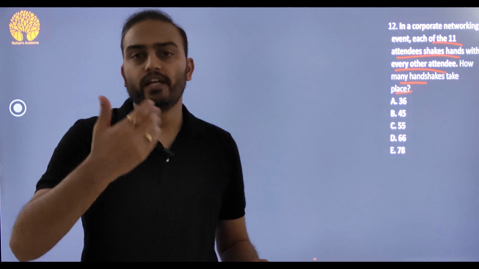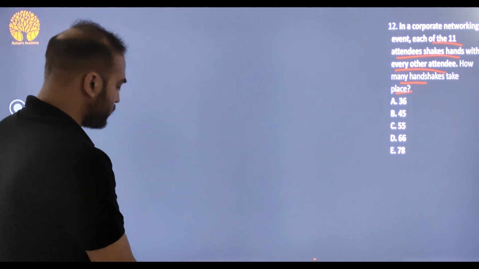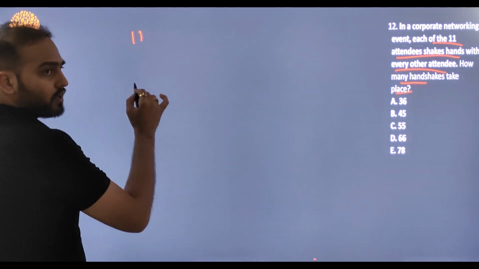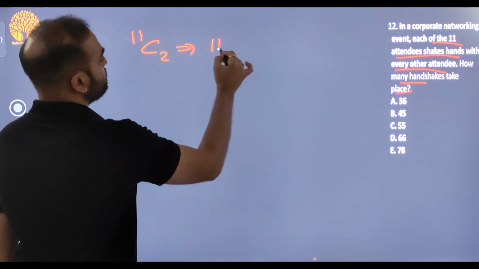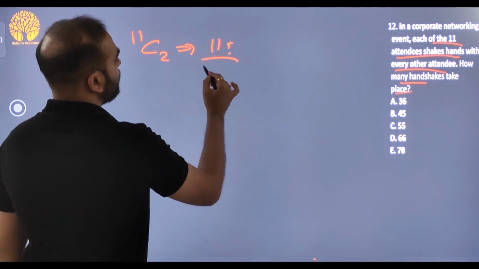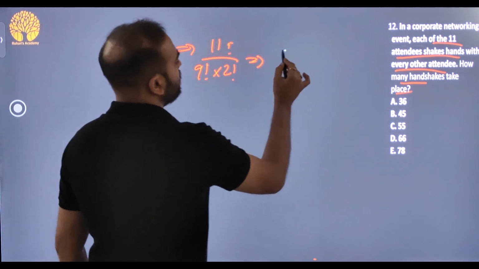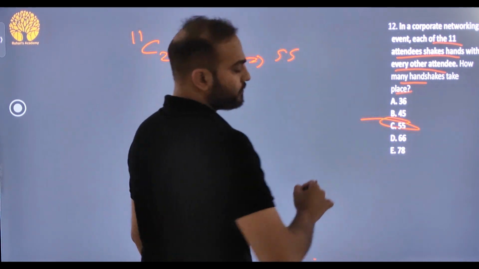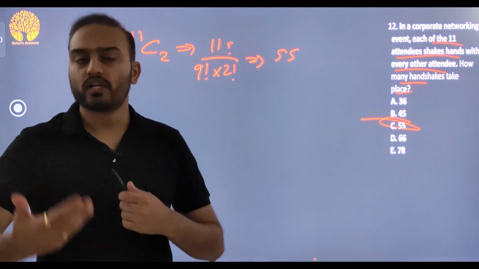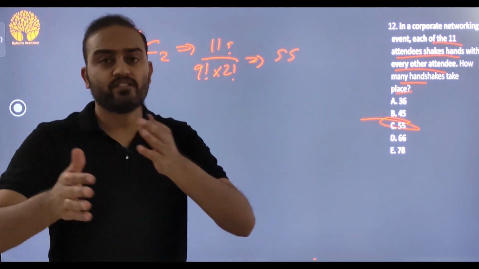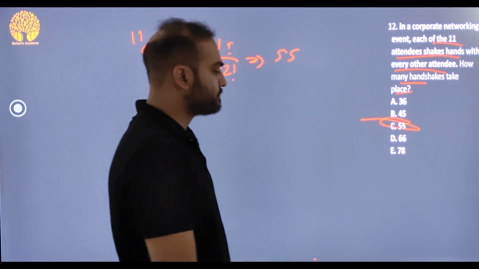Order does not matter. I shake my hands with you or you shake your hand with me. It's the same. So it's simply, I have 11 options to shake hands. I need 2. That's simply 11C2. That's 11 factorial by 9 factorial times 2 factorial, 55. Again, the point is, try to think what is happening. Try to categorize your questions into counting, permutation, or combination, and you can solve.